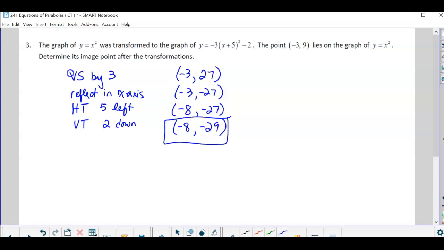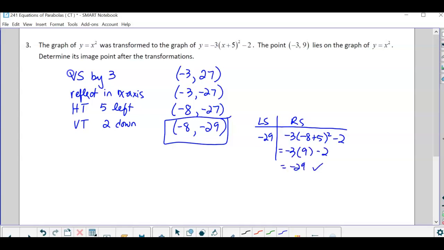You can always check it, make sure that it works in your left side and your right side. So negative 29, and then negative 3 times (negative 8 plus 5) squared minus 2. It's negative 29. Okay.